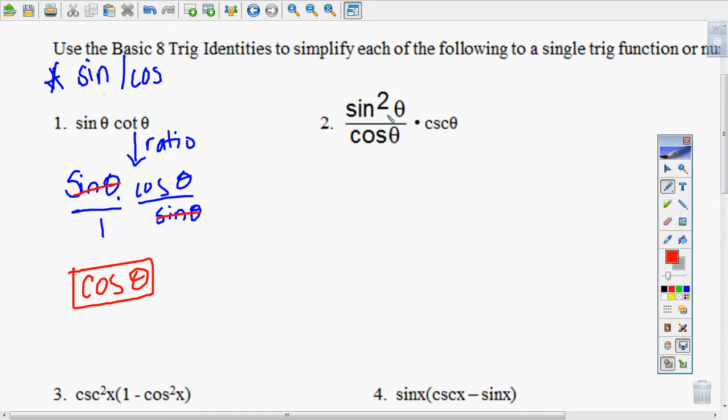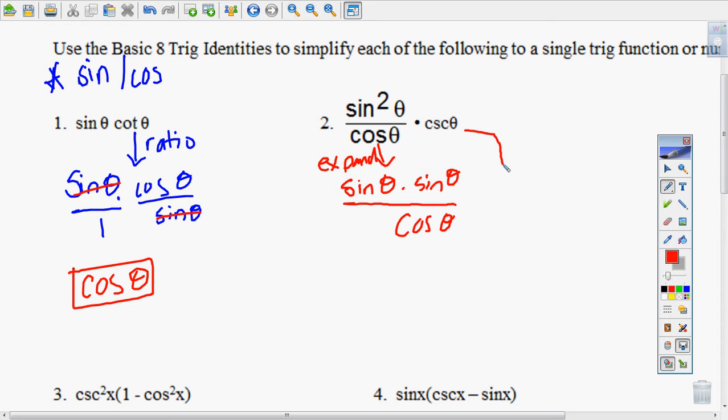Okay, so here we have sine squared theta over cosine theta. They're already in terms of sine and cosine, right? I can expand sine squared because sine squared means sine theta times sine theta. Agree or disagree? All right, so we expand that one. It's no identity, just expanding. So from here to here, we just expand.